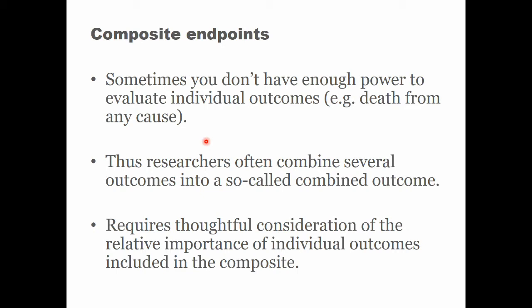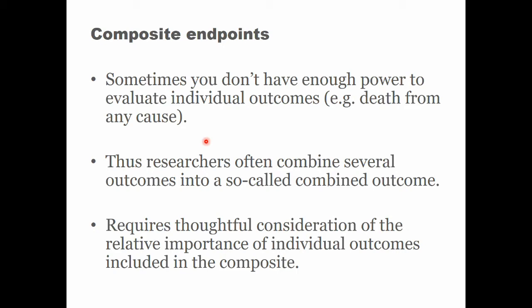And so sometimes you just don't have enough power. You'll never get enough patients enrolled in your study to look at the effect of a treatment on death, which is a really common example. So what happens then is you take several outcomes and then you just combine them, right? And so then the outcome becomes: if any of these things happened, then we count you as a yes, you experienced the outcome. If none of these things happen, then no.